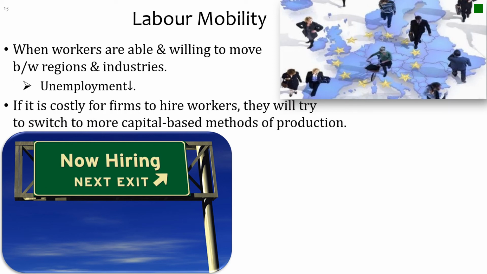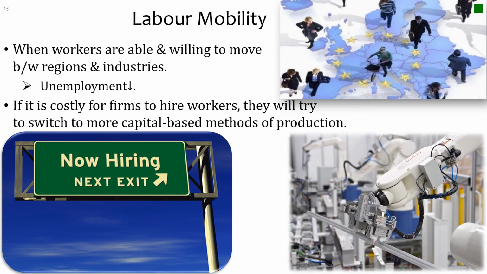If it is costly for firms to hire workers, they will try to switch to more capital-based methods of production. So remember, we have resources. We have labor and we also have capital. If labor is more costly, firms are going to opt for something less costly, let's say capital. So they're going to try to replace the workers with machines, right? Again, the whole theme here is incentives. Firms and workers respond to incentives. If you want to reduce unemployment, you should really think about how each side is going to respond to the incentives and to the laws that are put in effect.